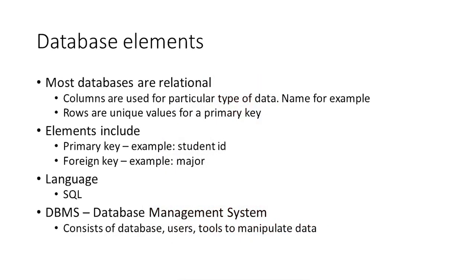Database elements. Most databases, like I said, are relational. The columns within the actual database are going to be used for particular types of data. The name, for example, is a column that all the records, which we'll call rows, are used for. Rows are unique values for a primary key. And what is a primary key? Well, the primary key is something that can uniquely identify you.